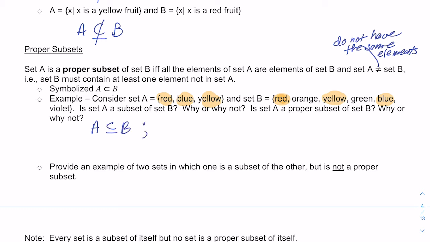Is A a proper subset of B? I'm going to look at set A and look at set B. All the elements of A are also in B, which is the case because I highlighted all the ones in A and they're also in B. Does set A equal set B? No, because they don't have the same elements. Set B has orange, green, and violet in addition to red, yellow, and blue. So since set A doesn't equal set B, and the elements of set A are also in set B, then A is a proper subset of B.